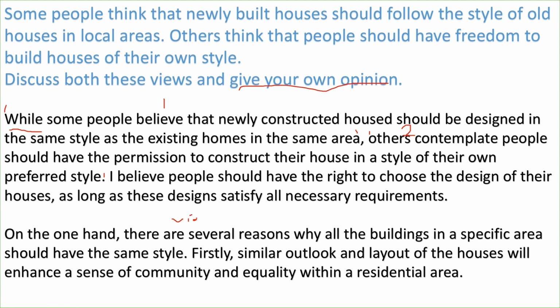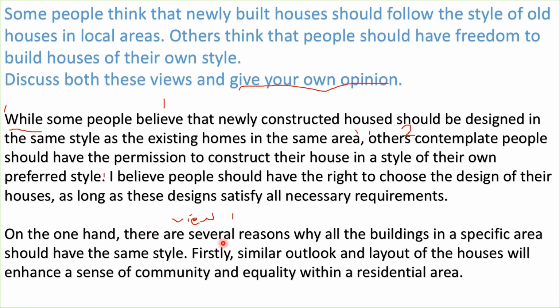View 1 is what? This is view 1 here. View 1 is, some people think that newly built houses should follow the style of old houses in the local area. So we're going to discuss this one.